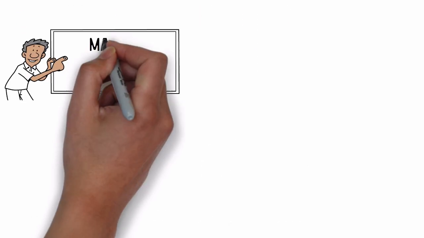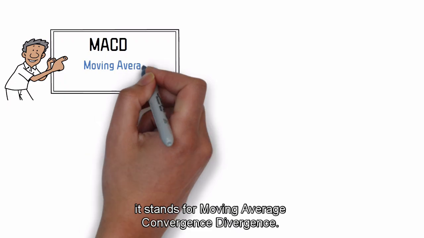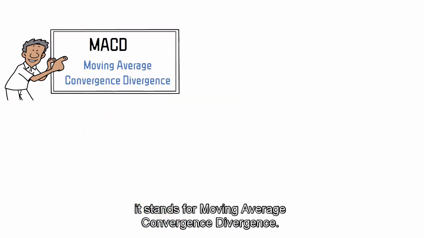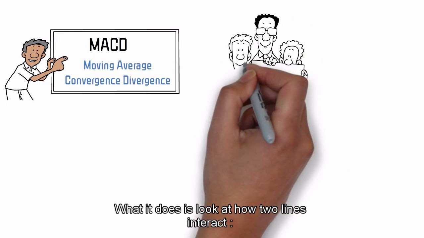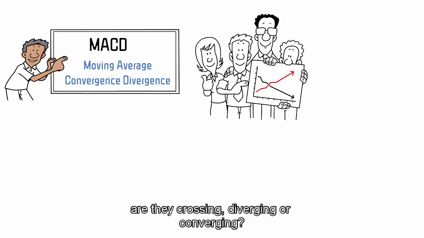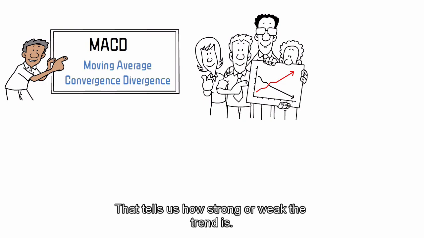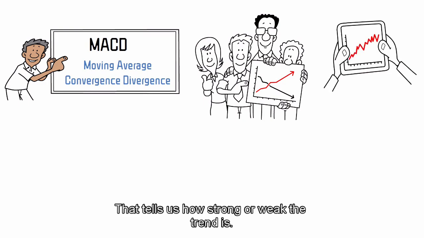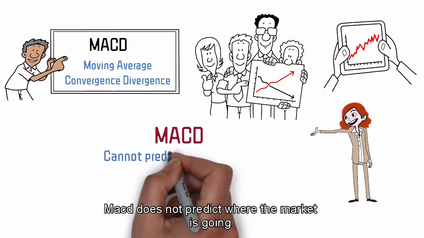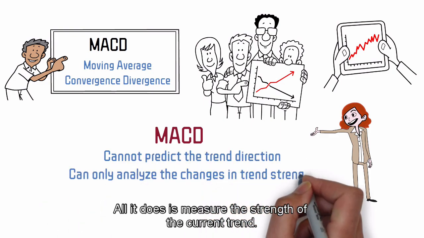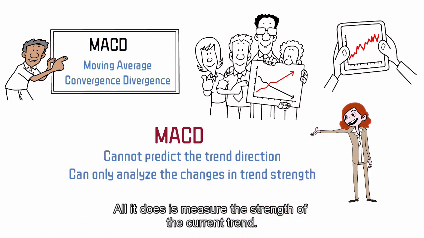In this video, we're diving into MACD. You've probably heard the name, it stands for Moving Average Convergence Divergence. It's a classic tool for analyzing the strength of a trend. What it does is look at how two lines interact, are they crossing, diverging, or converging? That tells us how strong or weak the trend is. But let me make this super clear, MACD does not predict where the market is going. All it does is measure the strength of the current trend.